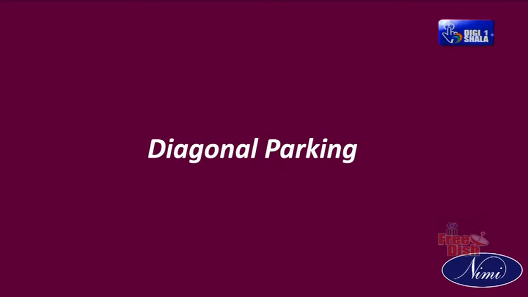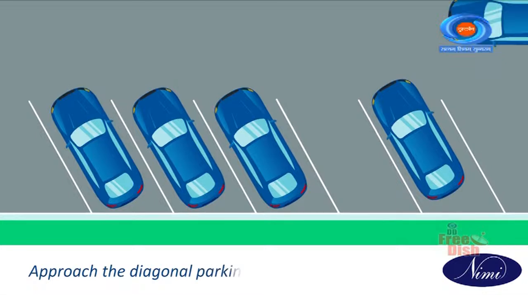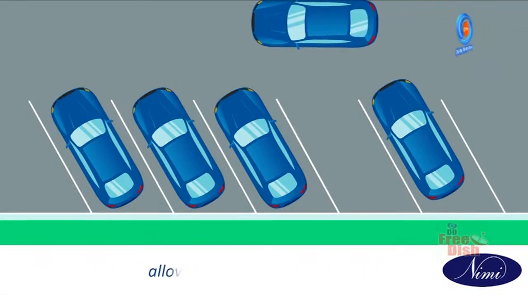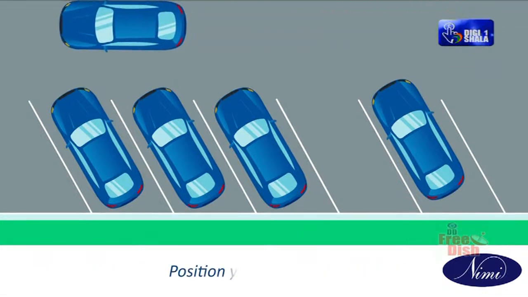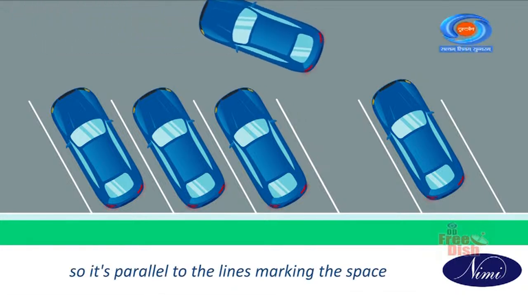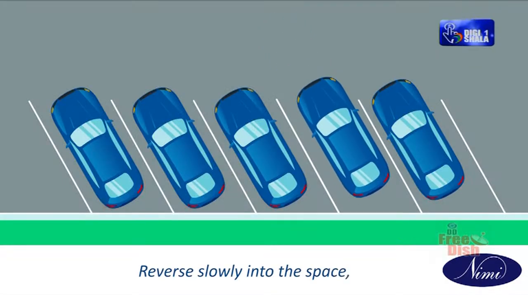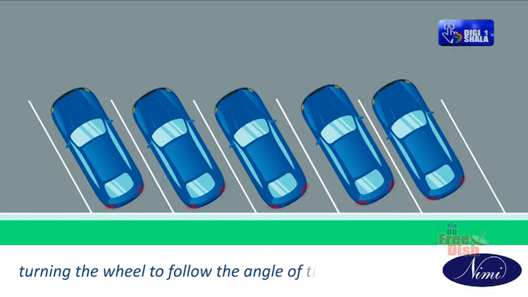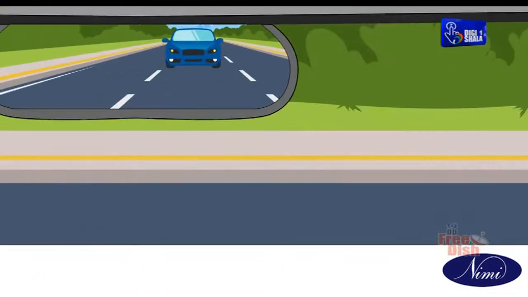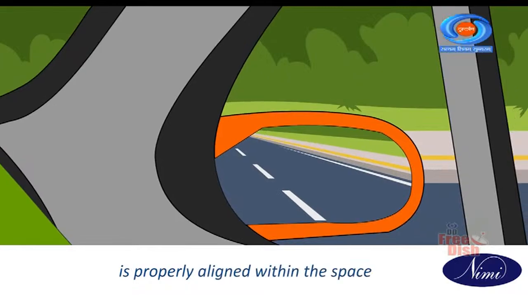Diagonal parking. Approach and positioning. Approach the diagonal parking space at a slight angle, allowing easier entry. Position your vehicle so it's parallel to the lines marking the space. Entering the space. Reverse slowly into the space, turning the wheel to follow the angle of the parking space. Continue reversing until the vehicle is properly aligned within the space.